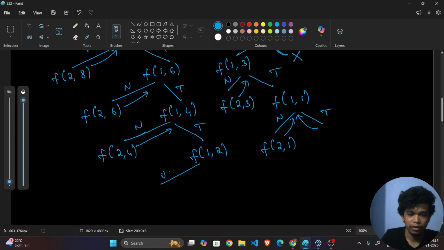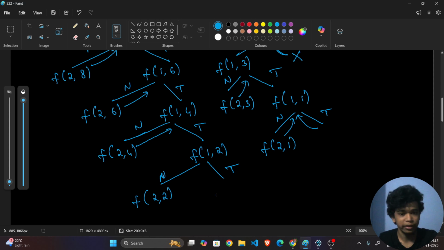Now here not take and take. Okay, now if it is a not take, then what should I do? Just go f of 2 comma 2. If it is a take, then I'll be going to 1 comma 2 minus 2, because 2 is equal to 2, right? So that condition is true. So 2 minus 2 is equal to 0.